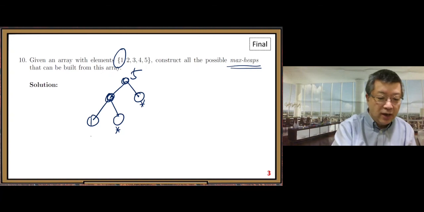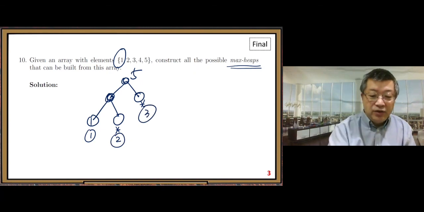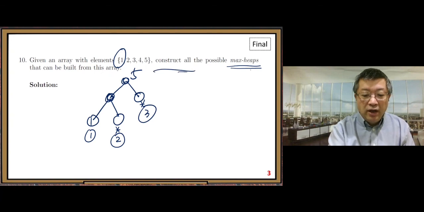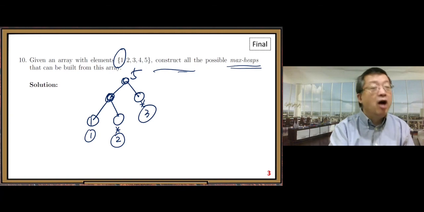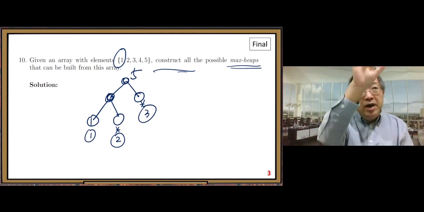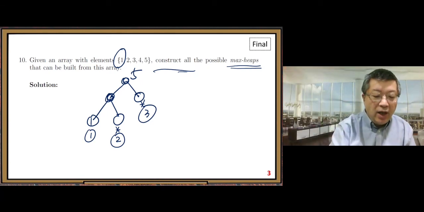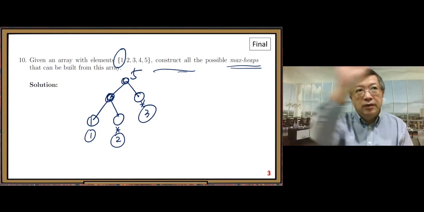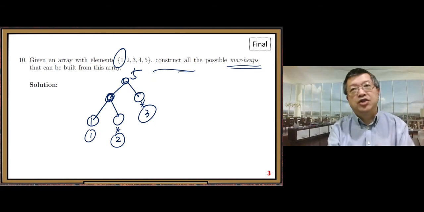3 cases. Yeah. So let me draw case 1, case 2, case 3. Yeah. Now you need to tell me. You need to construct the possible heap. Case 1, how many different max heaps you can draw. Case 2, how many different heaps you can draw. Case 3, how many different max heaps you can draw. So you put together, that's your answer.